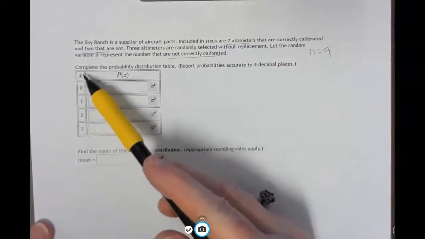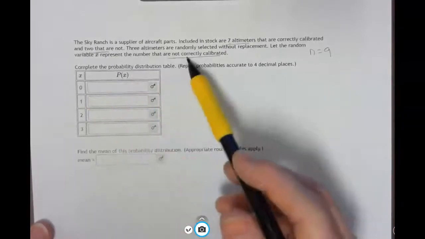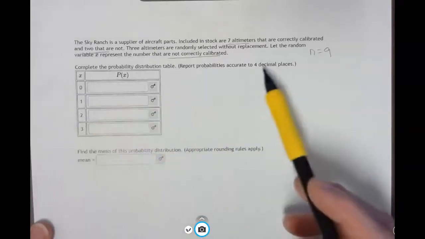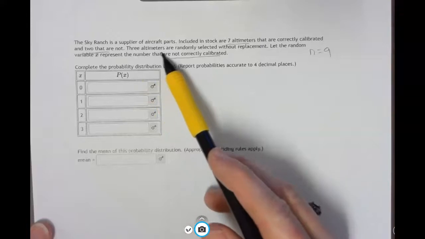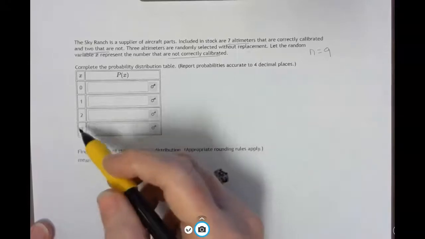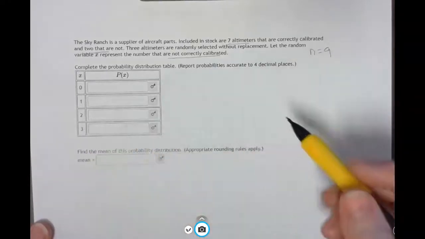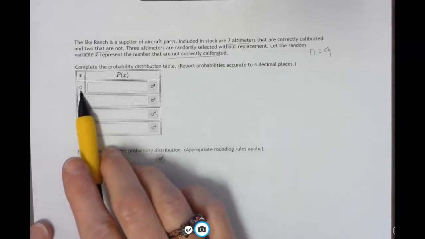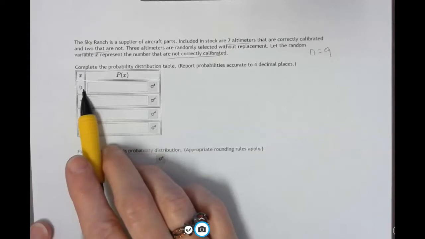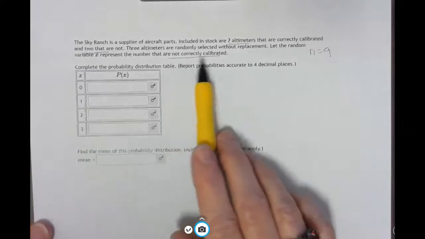Probability that the random variable, which are not correctly calibrated, that none of them are, 1 are, out of 3, we're selecting 3, without replacement. So that's very important also. 2 and then 3. So let's look at the probability that none of the 3 altimeters that we're going to select are not calibrated correctly. Because remember, our random variables are that they are not correctly calibrated.